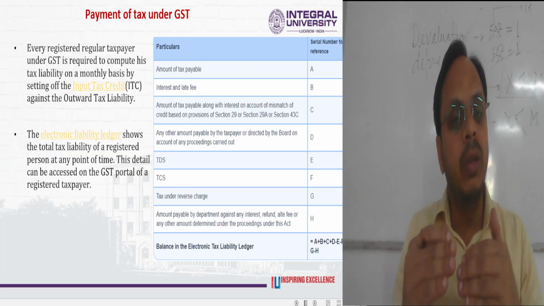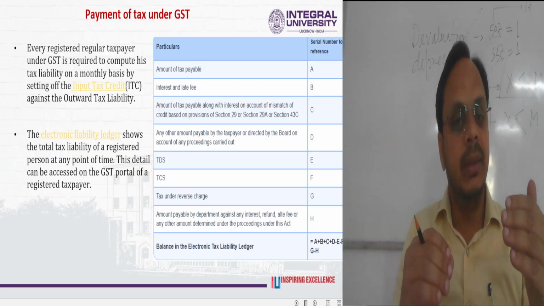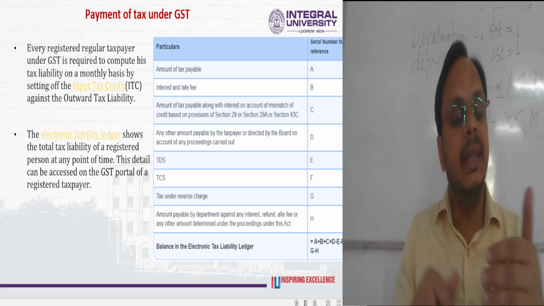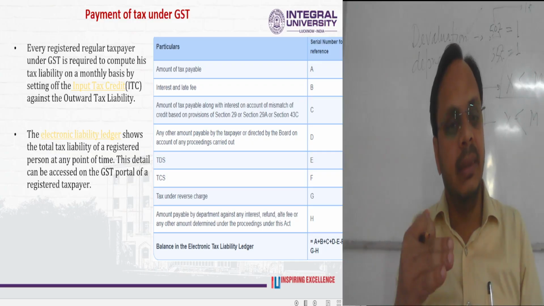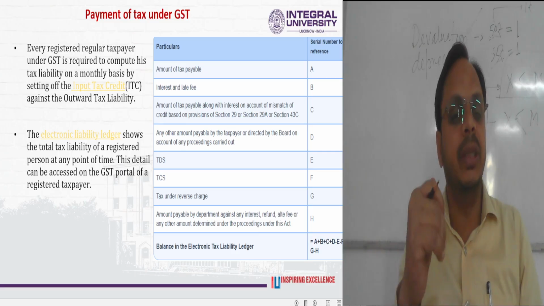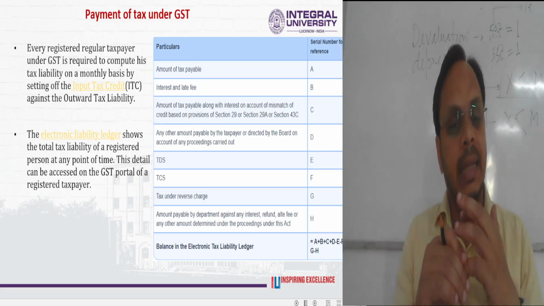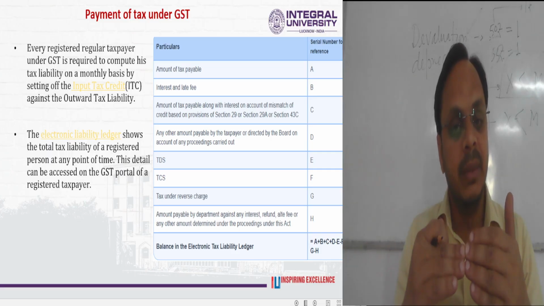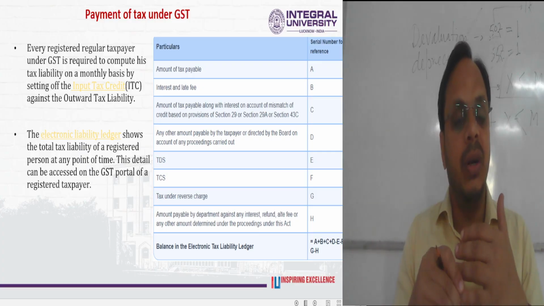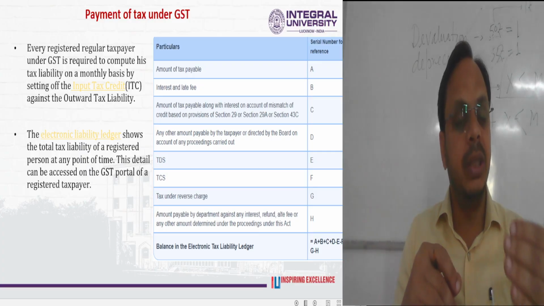required to make regular payments under the GST is required to compute his tax liability on a monthly basis by setting off the ITC against the outward liability, and the electronic liability register shows the total tax liability of a registered person at any point of time. So the details can be accessed on the GST portal by a registered person.